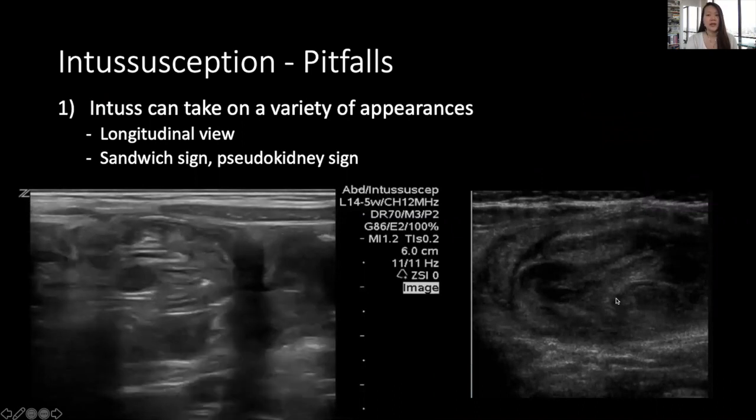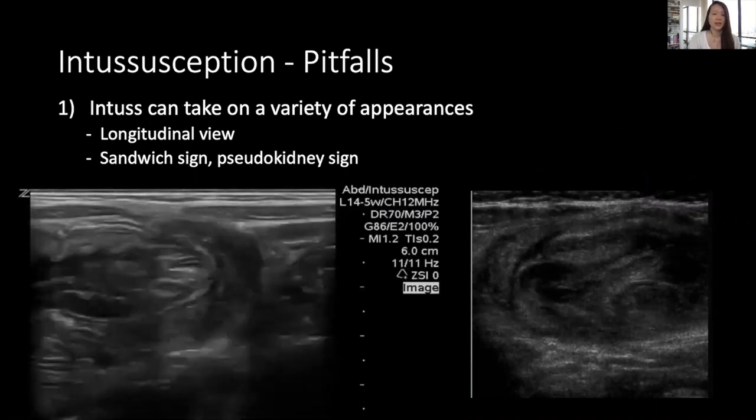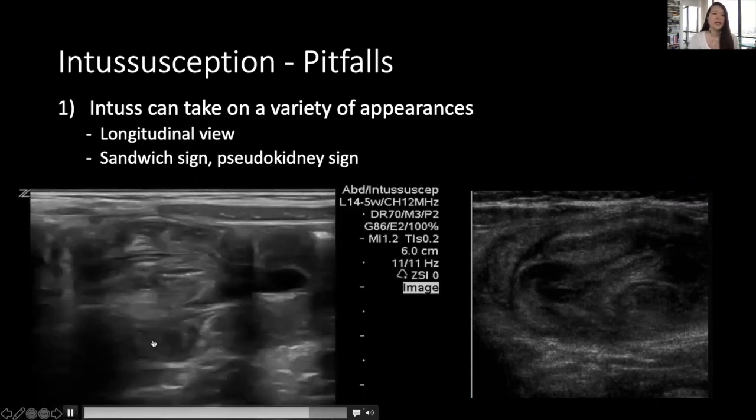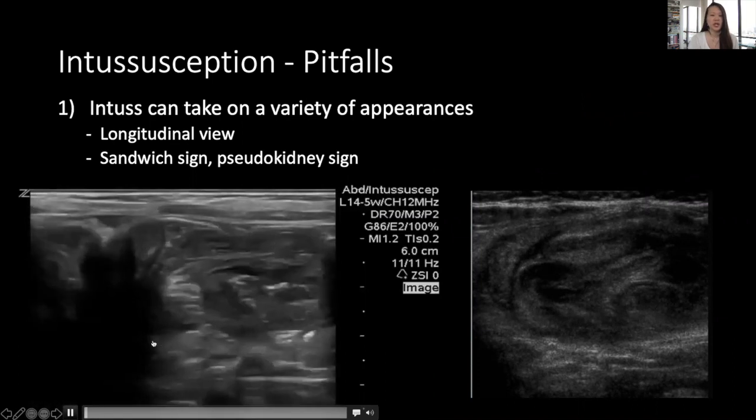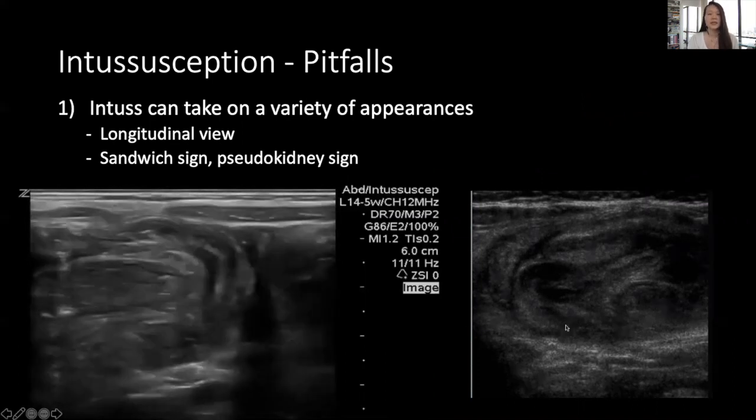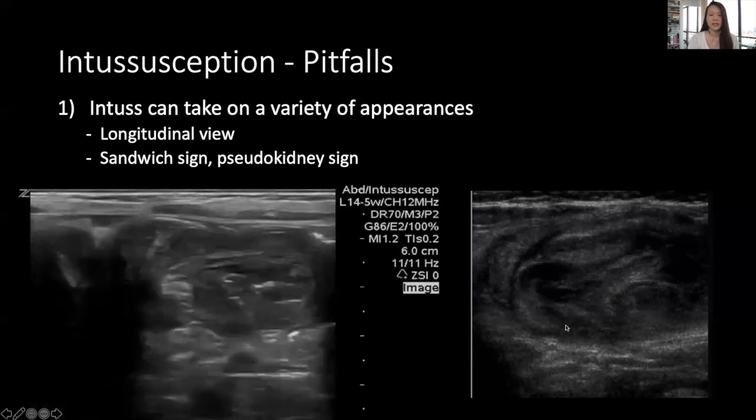Sometimes intussusception may not have the classic target appearance though. For example, if you're catching the intussusception in a longitudinal view, it may resemble more of a sandwich rather than a target. So if you have a suspicious area, just remember to change the orientation of your probe to get a better look. Or sometimes it can look like the kidney. So if you're not sure, just always look for the actual kidney to confirm where you are anatomically.